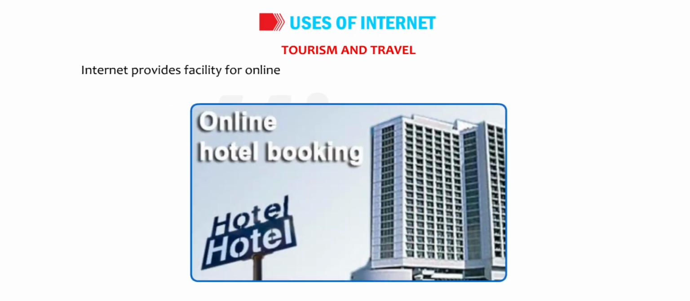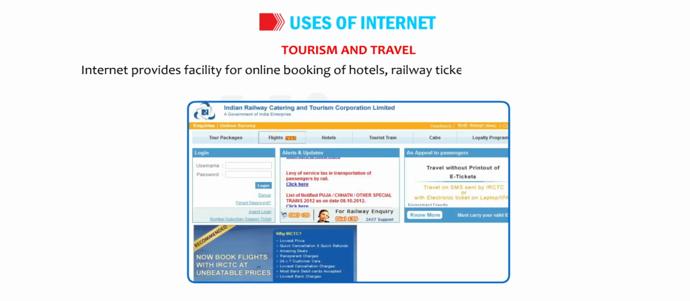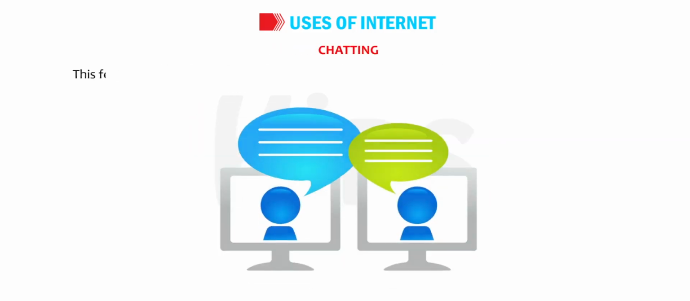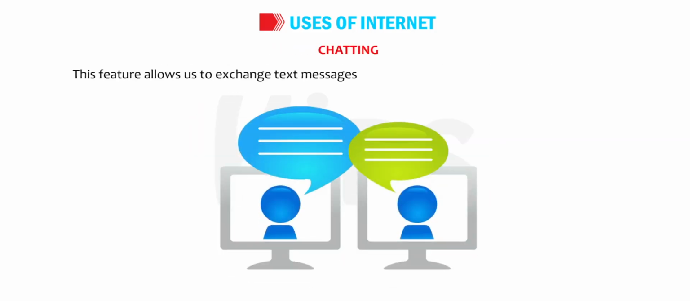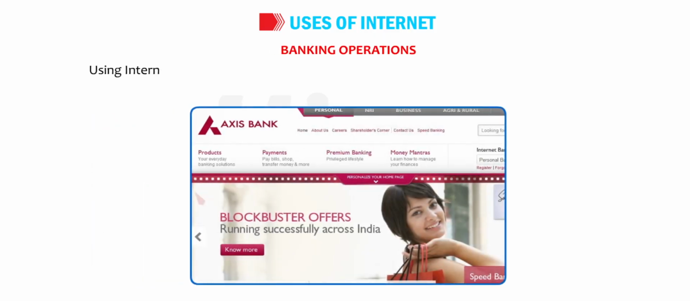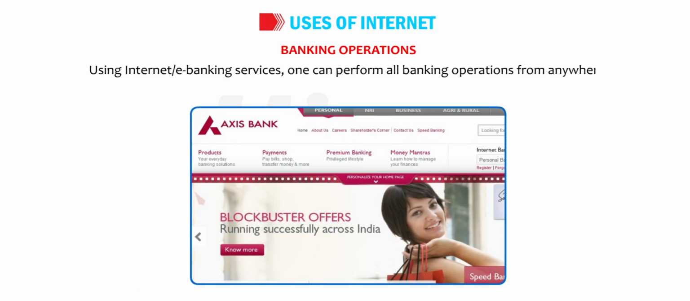Tourism and travel. Internet provides facility for online booking of hotels, railway tickets, air tickets, etc. all over the world and round the clock. Chatting. This feature allows us to exchange text messages instantly with another person on the Internet. Banking operations. Using Internet or e-banking services, one can perform all banking operations from anywhere without visiting the bank.